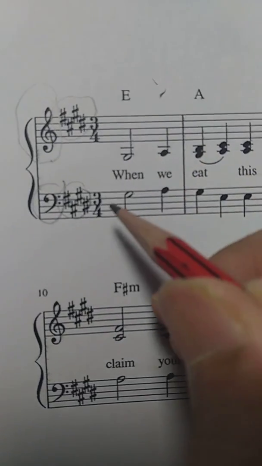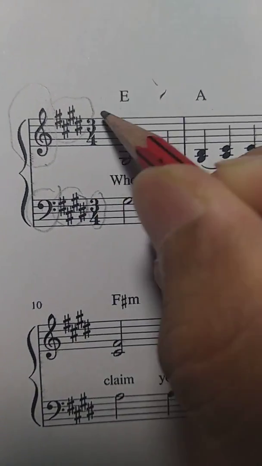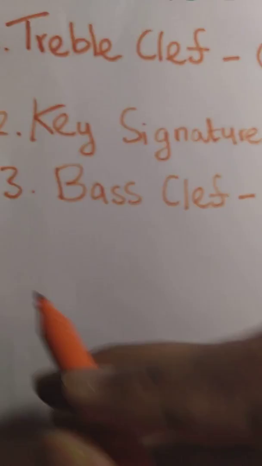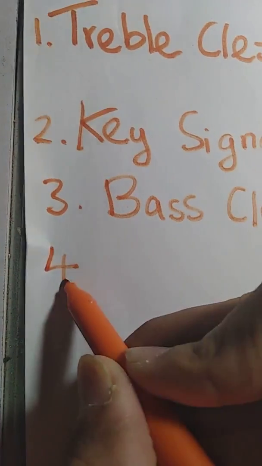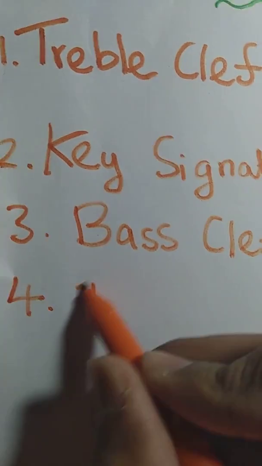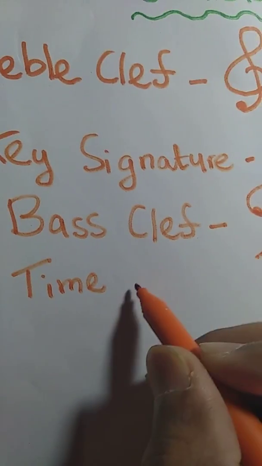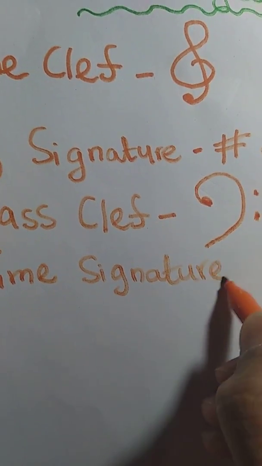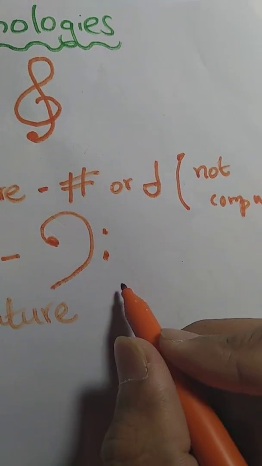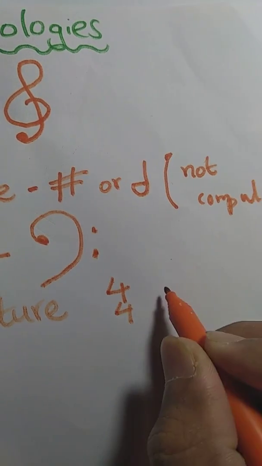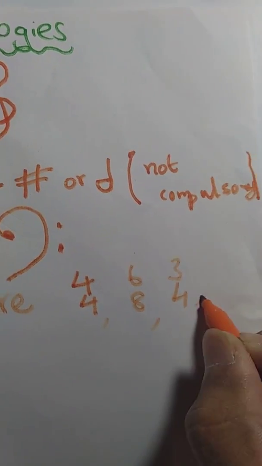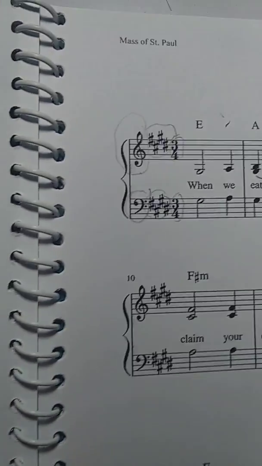The next terminology is these numbers you see here. This is the time signature. Time signature may be numbers like 4/4, 6/8, 3/4, etc. These are some of the basics.